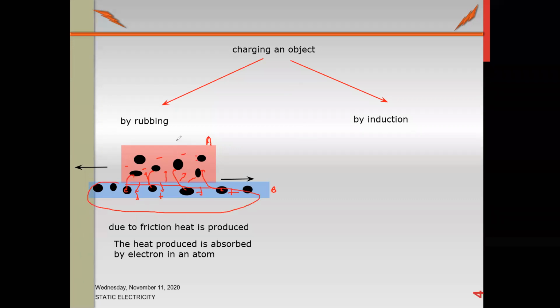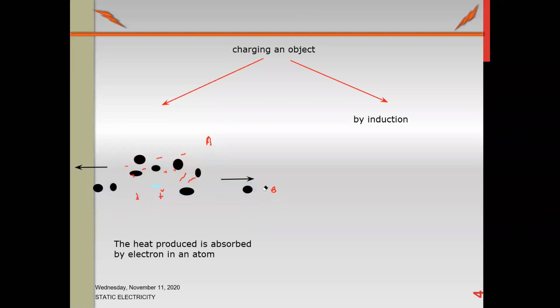So when electrons jump from one material to another, one material will get a positive charge, another one will get a negative charge. And this method of charging, we call charging by rubbing or charging by friction. The same thing can be done. You can charge a balloon by rubbing it with your hair. So how is a balloon getting a charge? The same concept is electrostatic charging, which is done by friction.